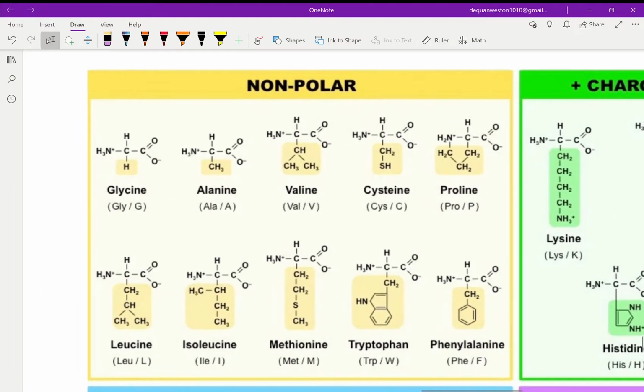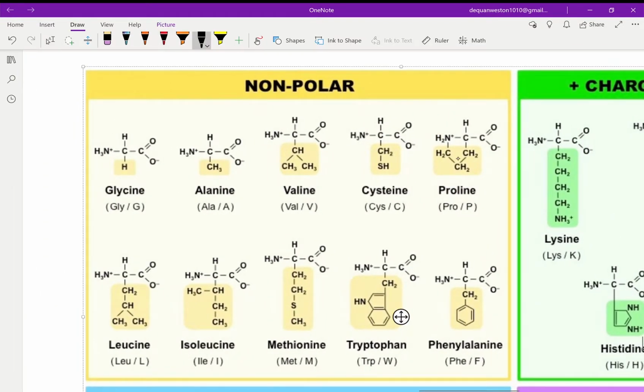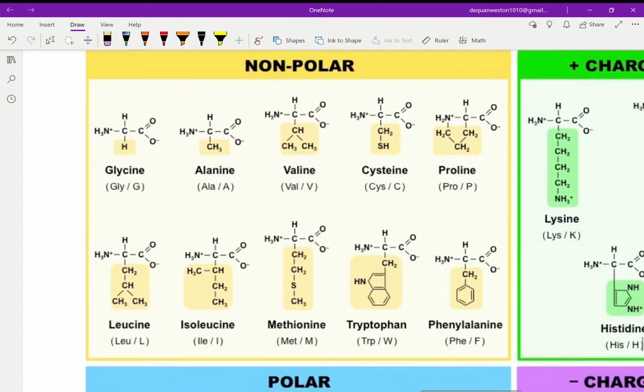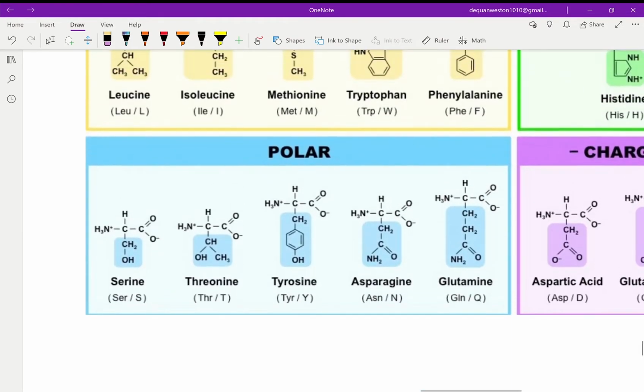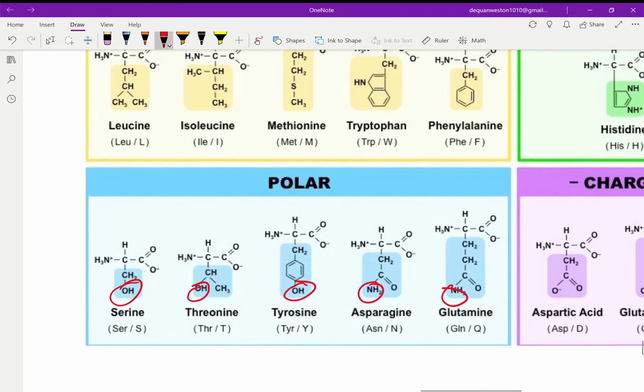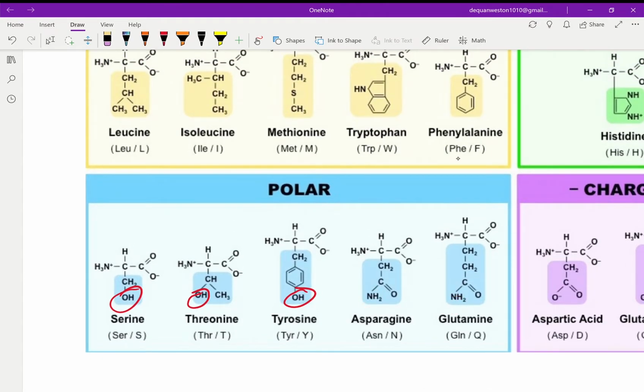We're going to start with these non-polars. Let me get a color that looks good on here. Alright, so we know that non-polar means there's no polarity, and we know that polarity comes from an unequal distribution of electrons, usually from something that is more electronegative. So we'll look at these. For instance, we have an OH, an OH, an OH, an NH, an NH. Alright, so those are moments of polarity.